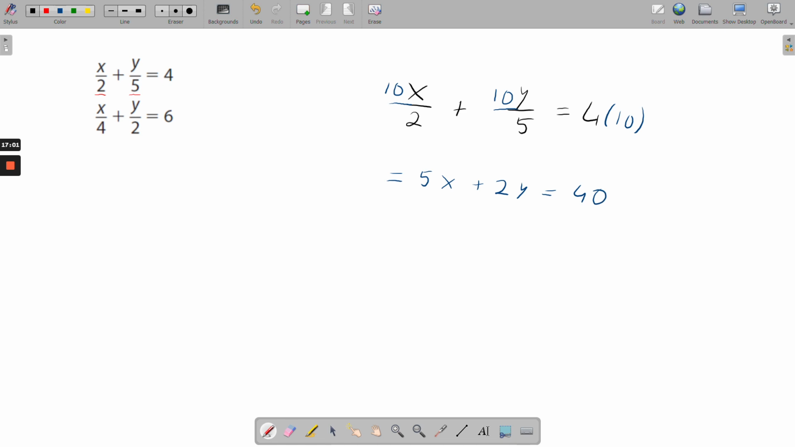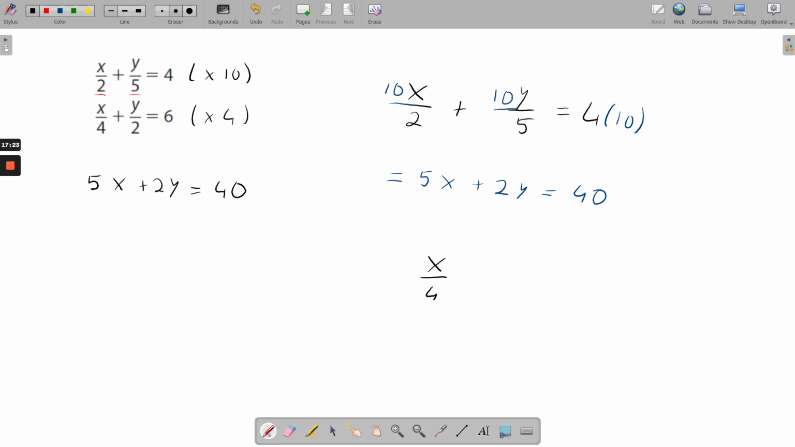So it's going to be 5x, we come down to our next line, 5x plus 2y, and this is equal to 40. Then we come to our next line, so this one here we're going to be multiplying by 10, and this one here we're going to be multiplying by 4. So I'll actually do the other one out in my rough work here at the side.